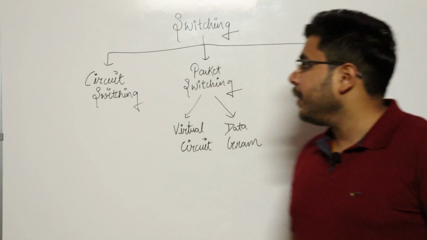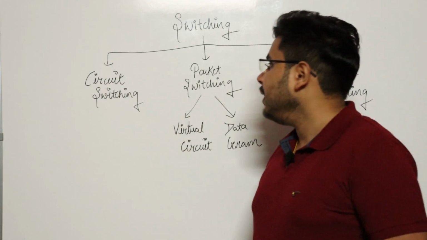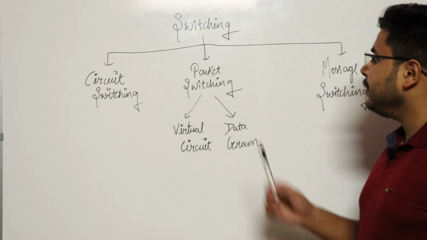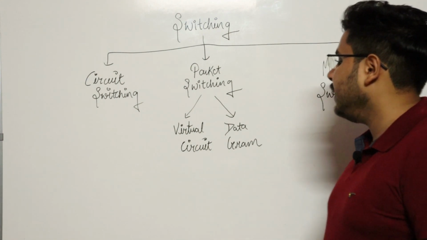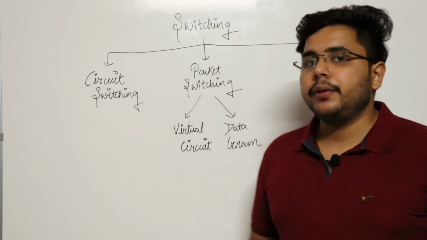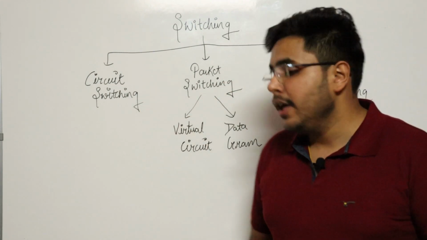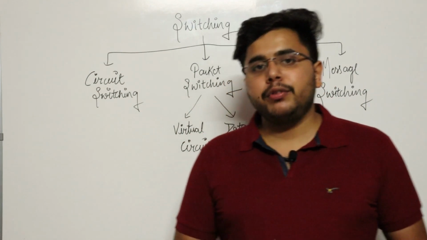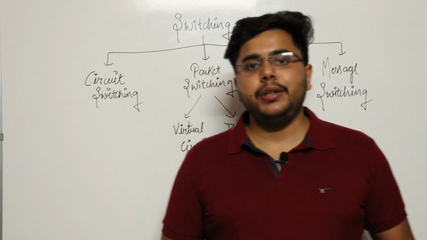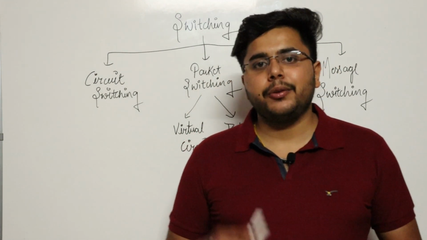Okay, so in computer networks, switching is divided into three parts. We have circuit switching, packet switching and message switching, and packet switching is further divided into virtual circuit and datagram. We will discuss them one by one, and I will be telling you the features of every type of switching. Also, at the end of the video I will be telling you some interesting facts about switching that are actually useful in your daily life. I think you will find them quite interesting.